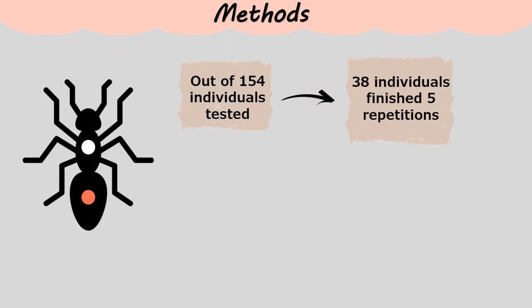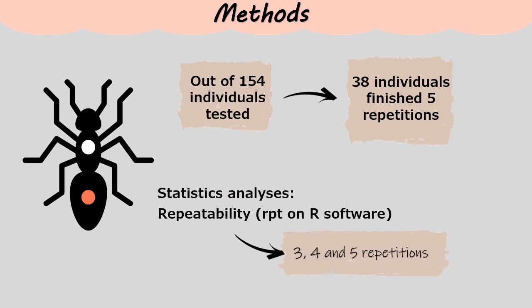Out of 154 individuals that were initially marked and underwent the first aggression tests, only 38 individuals reached the 5 repetition criterion, mainly due to death or loss of individual identification. Analyses were carried out in the R software with the rptR package to calculate individual repeatability throughout trials. To understand how repeatability changes with increasing repetition, we also carried out the repeatability analysis for 3, 4, and 5 repetitions for the same individuals.